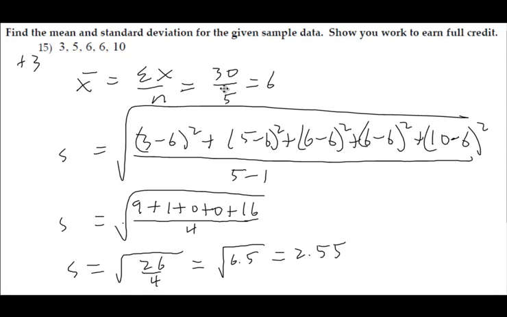On 15, we're supposed to find the standard deviation by hand. The average is 6, so we find the difference each data point is from 6, so like 3 minus 6. Then we square it, and we do that for each data point and divide by n minus 1, and there's 5 pieces of data, which would be 5 minus 1 is 4. So here's all those differences squared, which gives us 26, 26/4, which is 6.5. We take the square root of that, so our standard deviation is 2.55.